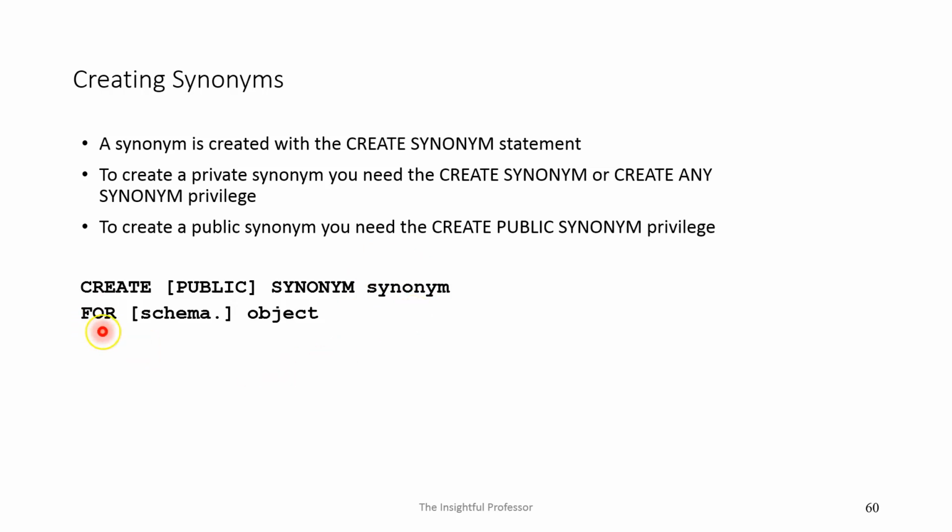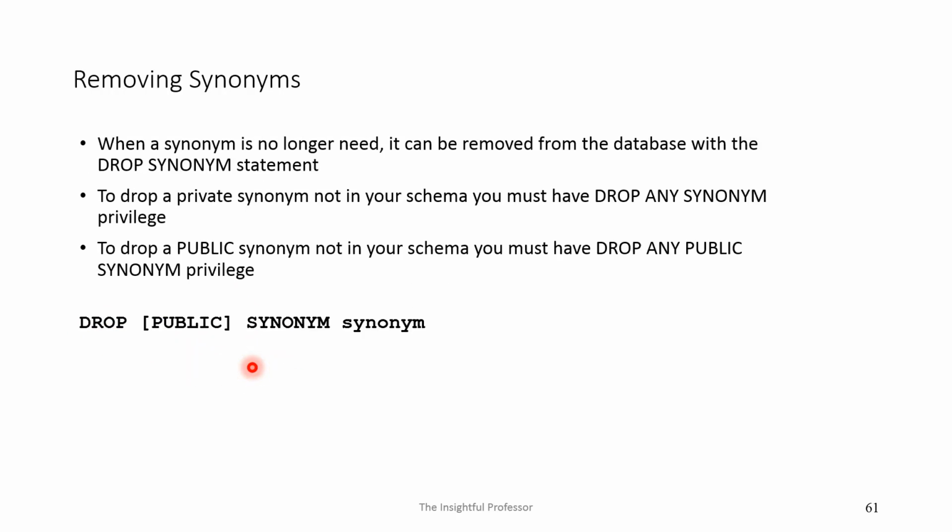And then we create the synonym by associating it with some database object. If we no longer need synonyms, we can remove the definition or the association of the synonym and the object from the database. The object itself will remain there, but the synonym goes away. Hence, the association goes away. So when a synonym is no longer needed, we can use the drop synonym statement. If it's a public synonym, you must say drop public synonym. And again, you have to have DBA authority, or you must have the drop any public synonym privilege.